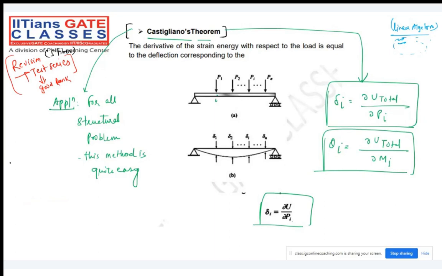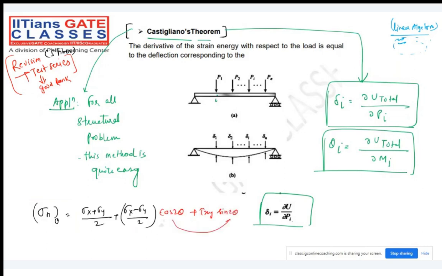How can you test yourself? You can write sigma and theta without seeing the notebook. After the class, just write the formula, whether you are remembering the formula or not, the principal stress or maybe the stress on any particular plane. If you're not remembering, you will have doubt whether it is sine theta or cos theta here, cos theta here. You will intermix.